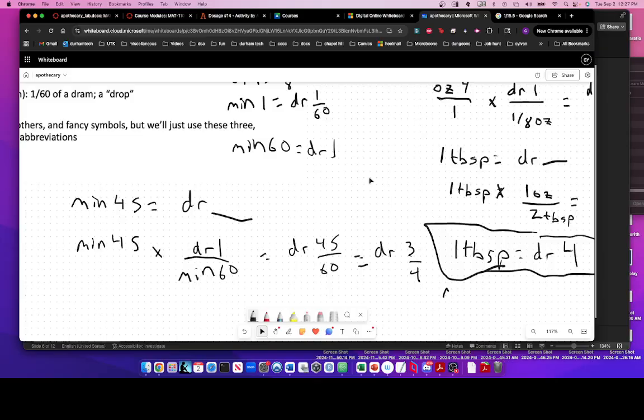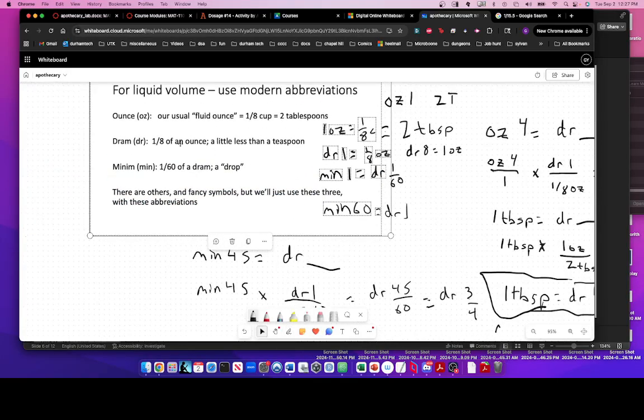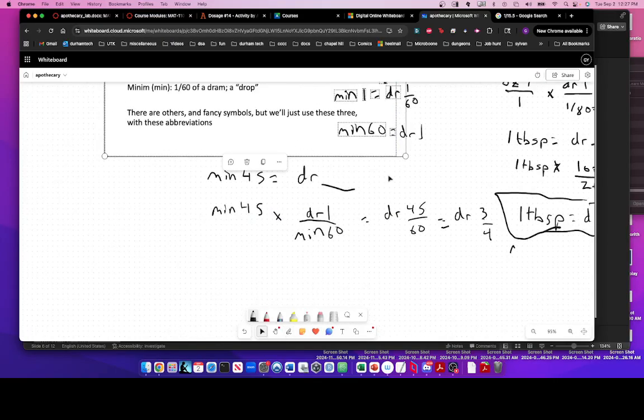And one more example. Let's say we have 45 minims. So minims here is the equivalent of a drop. So imagine taking a little pipette and doing it drop by drop. And so that's 1/60th of a dram is the conversion we know. We can flip that around like I did here and say that 60 minims is 1 dram. And so if we have 45 minims, let's use this one right here. That's going to make the math a little neater.